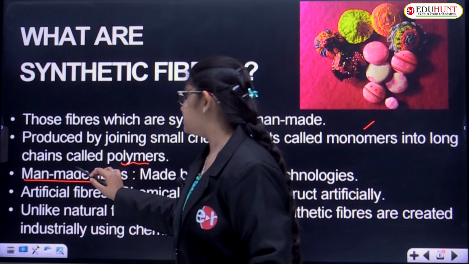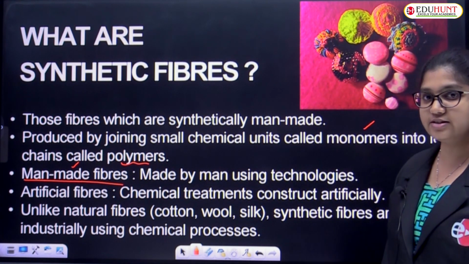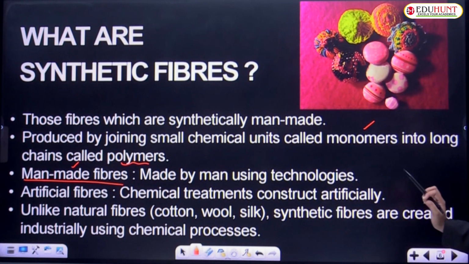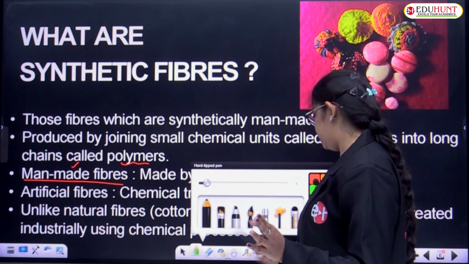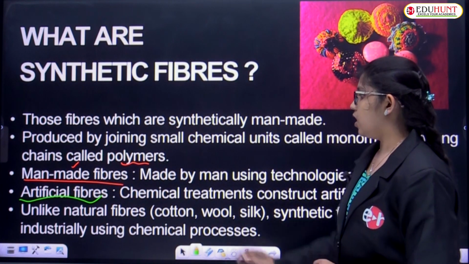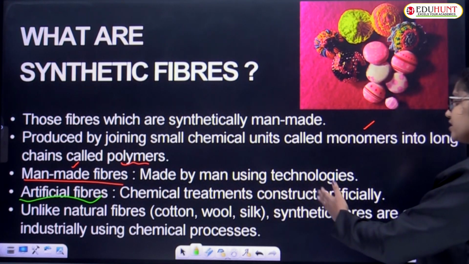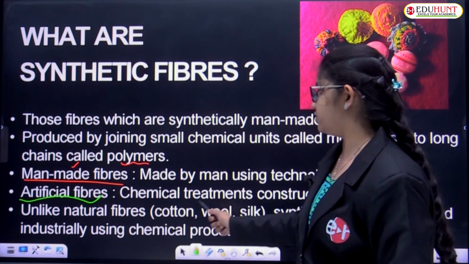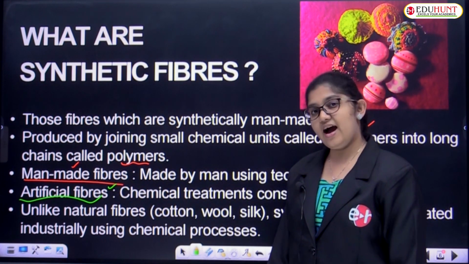So synthetic fibers are also called man-made fibers. Why are these named man-made fibers, children? Yes, these are made by man using technologies. Very good. And synthetic fibers do contain one more name too. What is the other name, children? Yes, artificial fibers. Why are these named artificial fibers? Chemical treatments construct them artificially. They are chemically treated and constructed with chemical treatments such as polymerization, so these are also considered as artificial fibers.